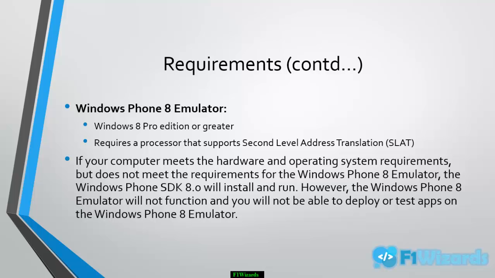If your system meets the requirements of the Windows Phone SDK but not the requirements of the Windows Phone 8 emulator, you will be able to write the code for your app, but you won't be able to deploy your app on the emulator. You can test your apps on a device directly, but not on the Windows Phone 8 emulator. So in order to test your app on the Windows Phone 8 emulator, you need to fulfill the requirements for the Windows Phone 8 emulator.